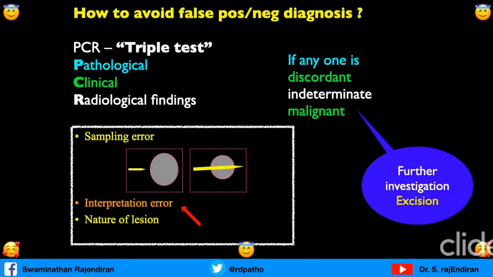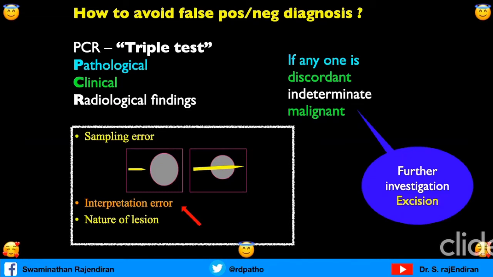Second one is interpretation error, and it is on the pathology part. Okay, for example, it is a complex radial scar. I diagnosed it as complex radial scar, but the patient subsequently developed carcinoma. I go back and I miss the tubular carcinoma in the complex radial scar. It is the interpretation error.